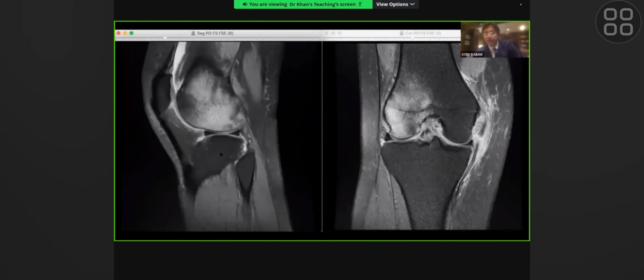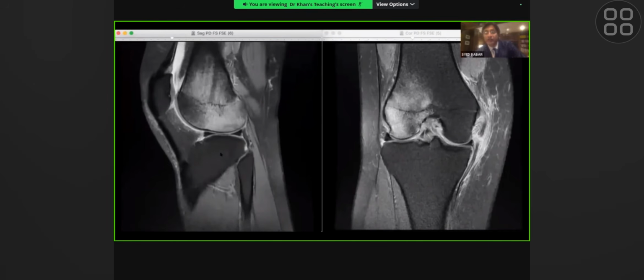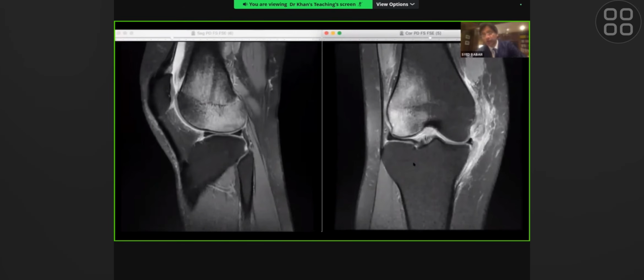So the lateral meniscus seems okay on the sagittal, but we can't be sure because we still have a coronal to look at. So let's just go through the coronal very slowly. We're starting at the front of the joint.